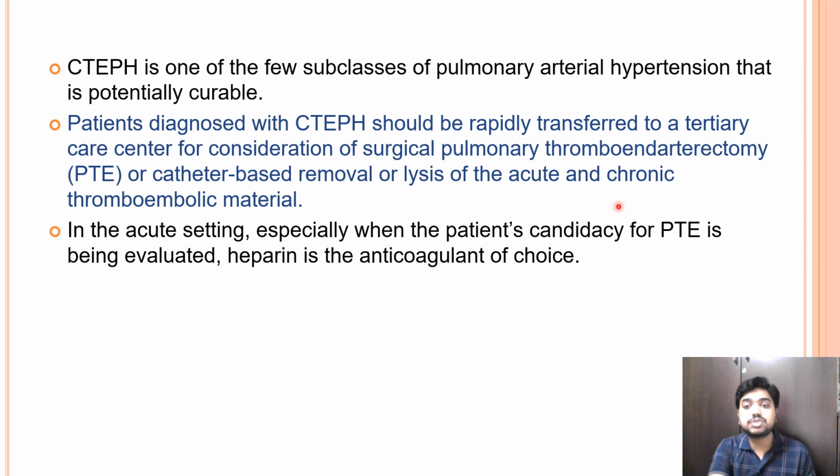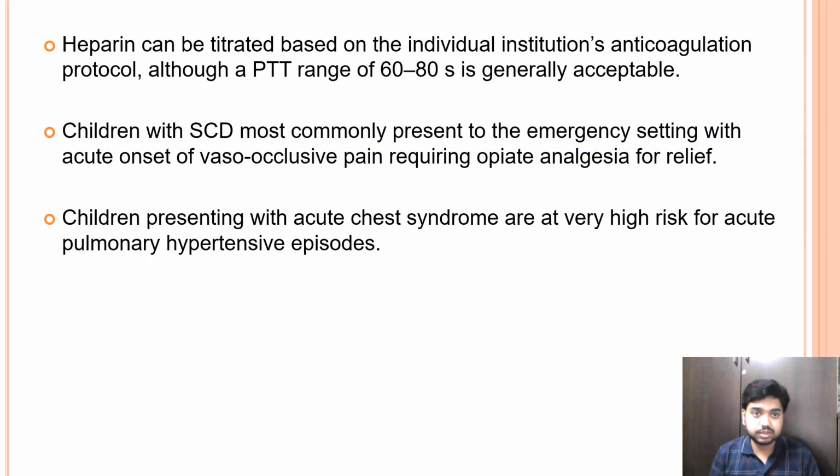In acute settings, especially when patients are candidates, heparin is the anticoagulation of choice. Obviously, they have to be started on heparin infusions so that the thrombus or emboli don't increase more and cause complete obstruction. And heparin can be titrated based on the individual's anticoagulation protocols. Like we target a range of APTT or PTTK of 60 to 80.